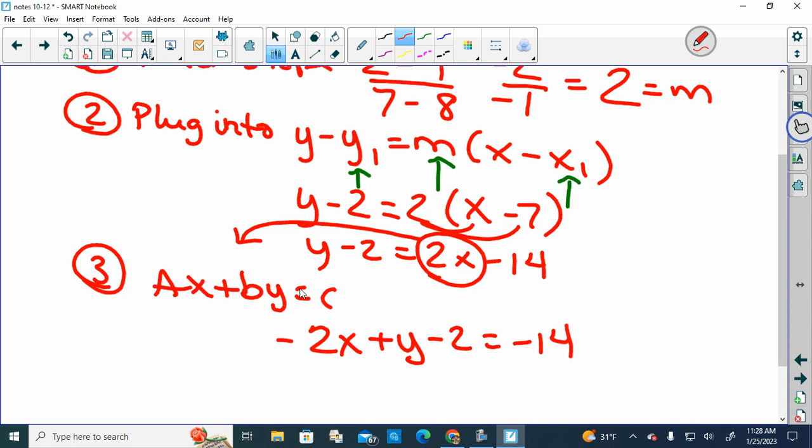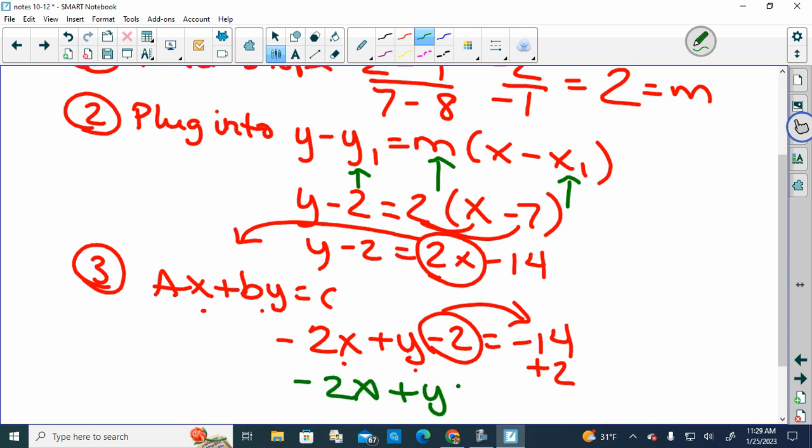Okay, so I'm almost there. I've got the x and the y together on one side. The only thing I need to move is that 2 to the other side, because I only want x and y on this side. If I move this to the other side, it's going to change from a negative to a positive. So now I have a negative 2x plus y equals negative 12. And I'm done. That's your standard equation, but we have to go through those steps to get to it, because we didn't have enough information just to write it.